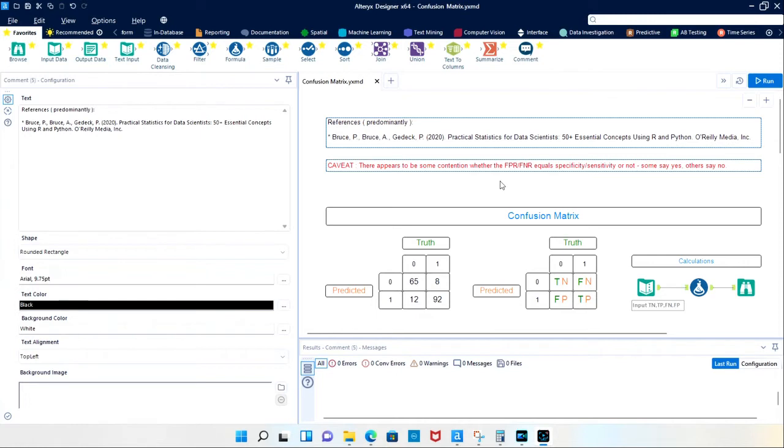There appears to be some contention whether false positive rate or false negative rate equals specificity or sensitivity or not. Depending on the interweb, whether it's a paper, a blog post, or even a book, there's some contention as to whether or not those things actually equal each other. So, for instance, from the reference, it says right here. Let me get to it.